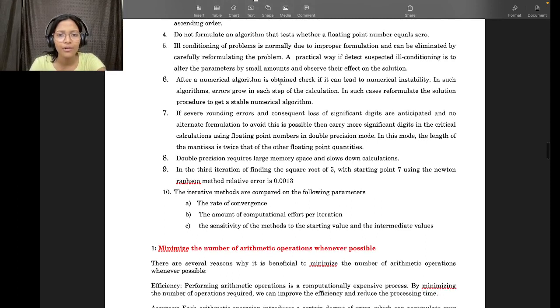After a numerical algorithm is obtained, check if it can lead to numerical instability. In such algorithms, errors grow in each step of the calculation. In such cases, reformulate the procedure to get a stable numerical algorithm. The given statement is also true. So the answer will be true.